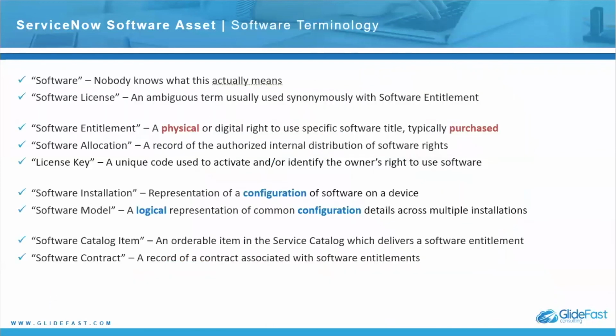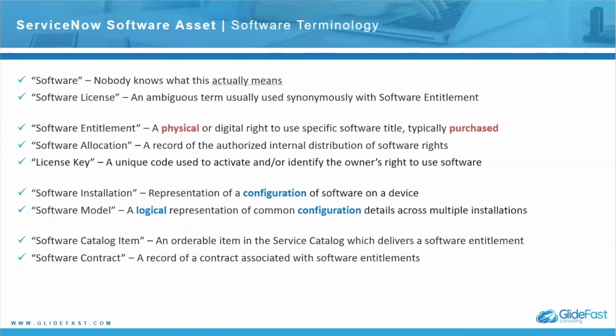So the answer to this question is really that software is a bad term. Nobody knows what software actually means because there are so many different pieces of software. We could be meaning different things. Even software license is a very ambiguous term, and we don't use it in ServiceNow very often because it's ambiguous and not very clear. So we use software entitlement. A software entitlement is a physical or digital right to use a software title. So that's typically what we've purchased from a vendor. That's the right to use it. Sometimes it's digital, sometimes it's not. So software entitlement is what we own.